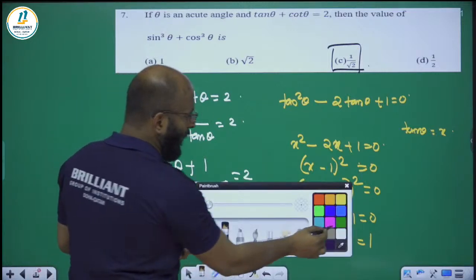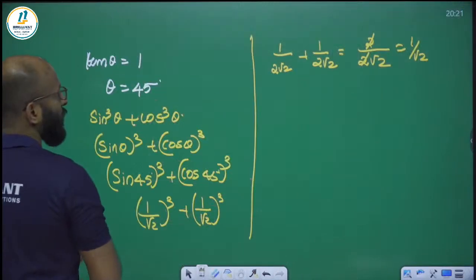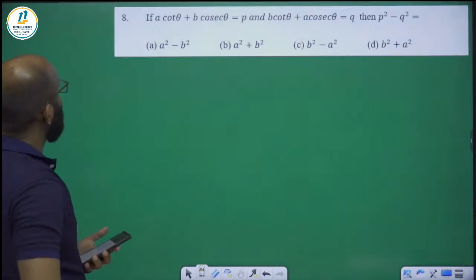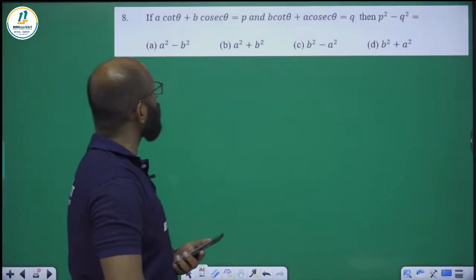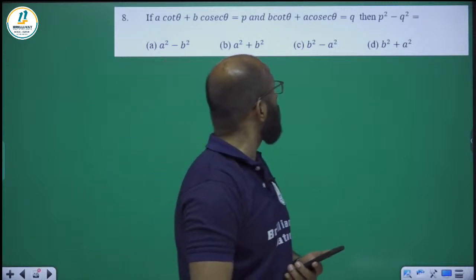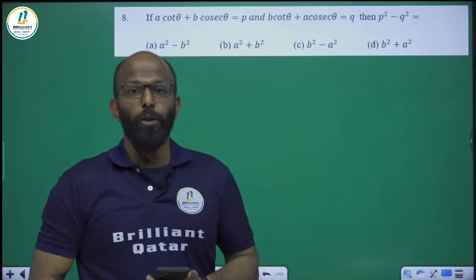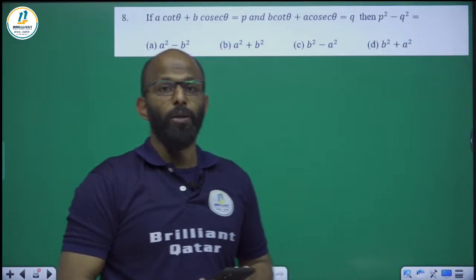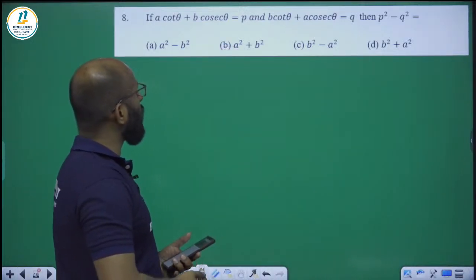Then we will move to the next question. Question number 8. If A cot theta plus B cosec theta is equal to P, and B cot theta plus A cosec theta is equal to Q, then find P square minus Q square. So how can we find this one?